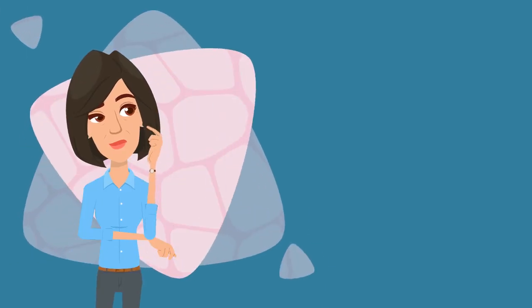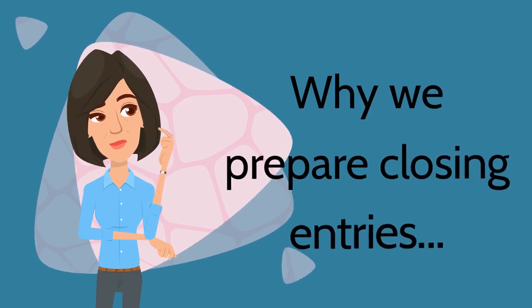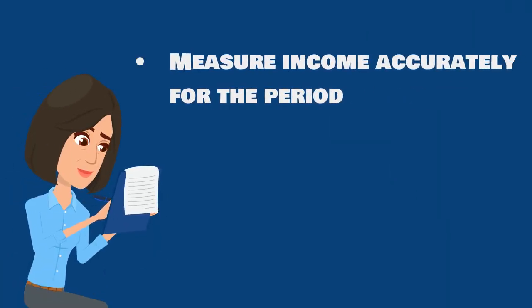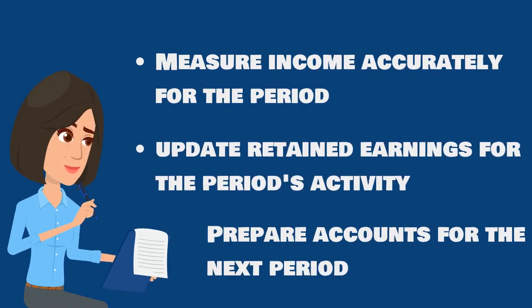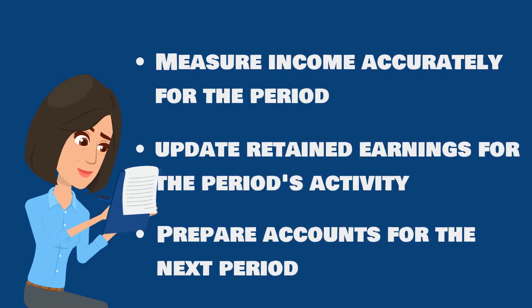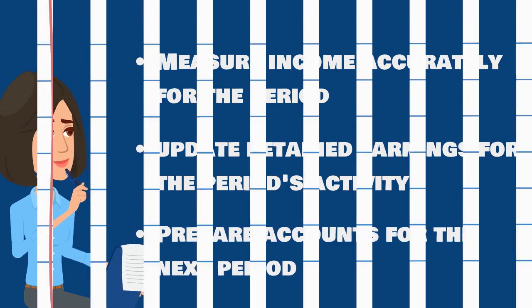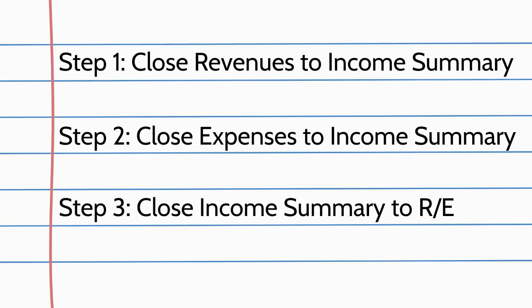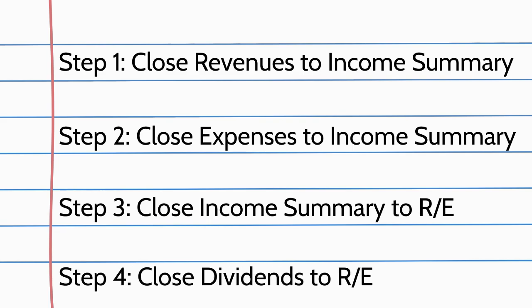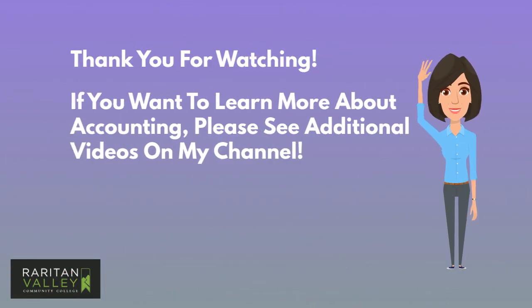Let's take a minute and summarize why we prepare closing entries. We prepare them to measure income accurately for the period, to update retained earnings for the period's activity, and to prepare our temporary accounts to begin the next accounting period. Our 4 steps: close revenues to income summary, close expenses to income summary, close income summary to retained earnings, and close dividends to retained earnings. That wraps up closing entries.